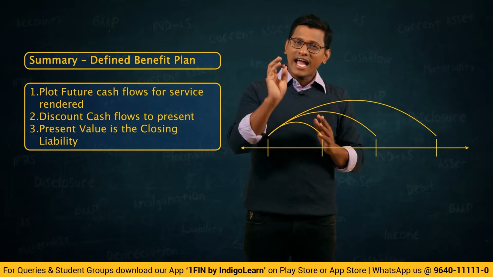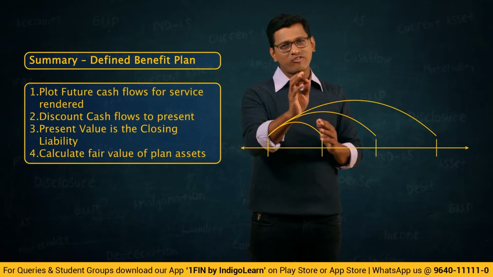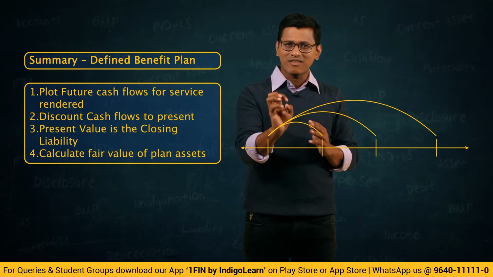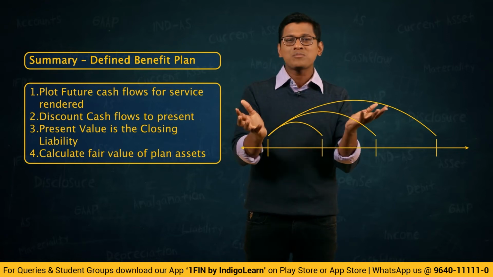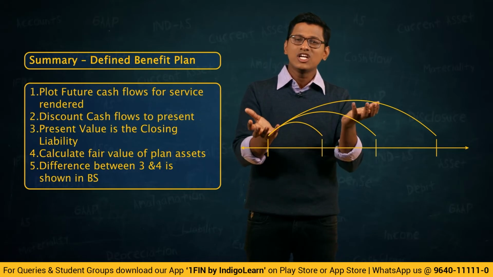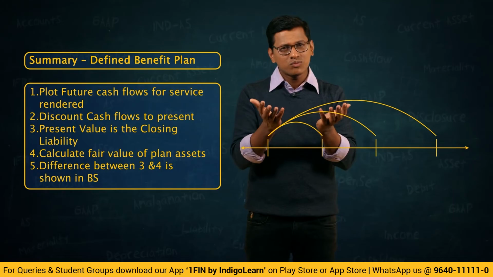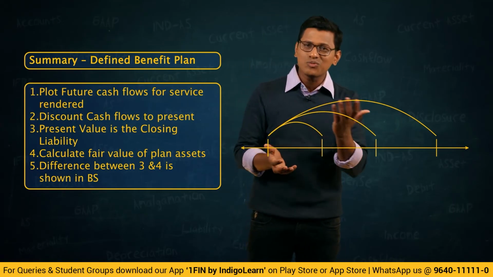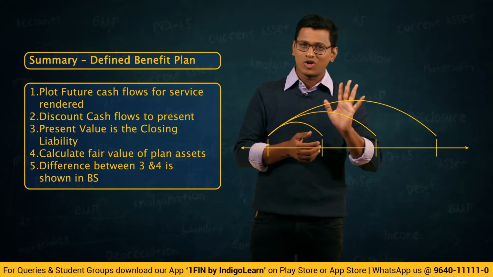Then calculate the fair value of plan assets and qualifying insurance policies. So for the asset portion, take the fair value, calculate that, keep it aside. The difference between the closing liability and closing asset should be shown in the balance sheet net. If liability is more, you will show net liability in the balance sheet. If asset is more than liability, you will show net asset. Basically, that will go into the balance sheet.